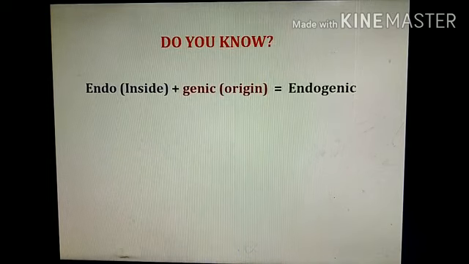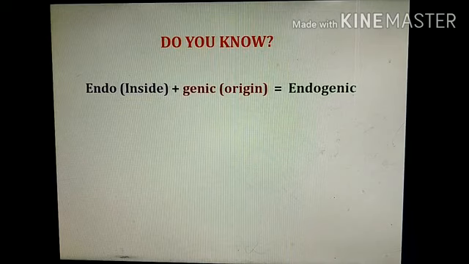Do you know from where the word endogenic derived? Endo means inside. Genic means origin. That means it is the force originated from inside our earth. Do you know the examples of endogenic forces? The examples of endogenic forces are earthquake, volcano, landslides, etc.